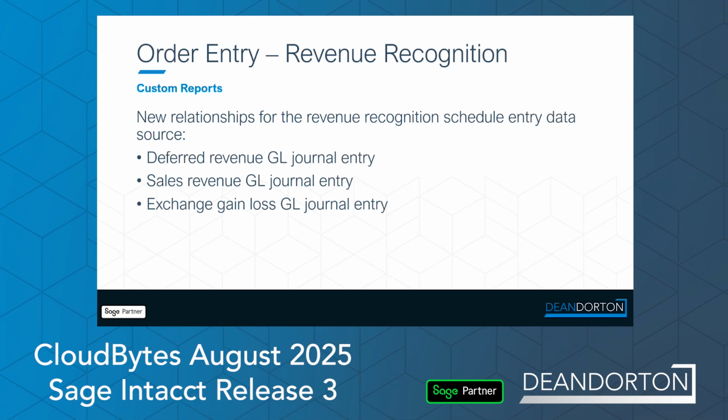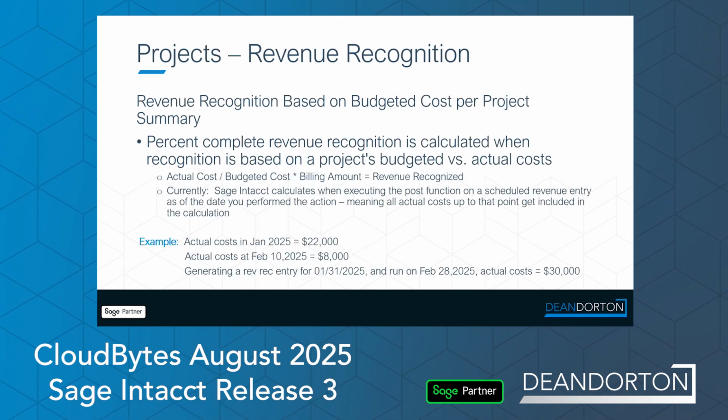And then you've got some custom reports, new relationships for the revenue recognition schedule entry data source. So if you're building a custom report with a revenue recognition schedule object, you will have three new components that you can bring into that report to get to additional fields. So if RevRec is big for you, you can now add these components into any custom reports that you are creating.